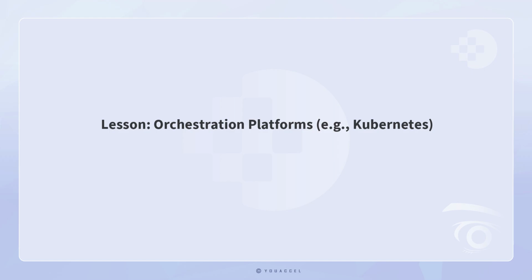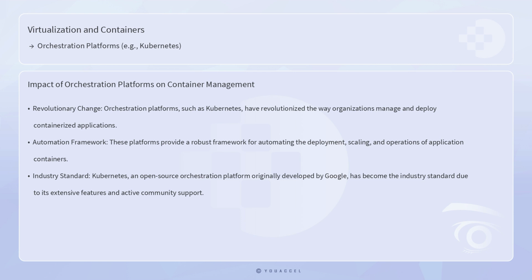Lesson: Orchestration platforms, e.g. Kubernetes. Orchestration platforms, such as Kubernetes, have revolutionized the way organizations manage and deploy containerized applications. These platforms provide a robust framework for automating the deployment, scaling, and operations of application containers across clusters of hosts, offering a solution to the complexities associated with container management.